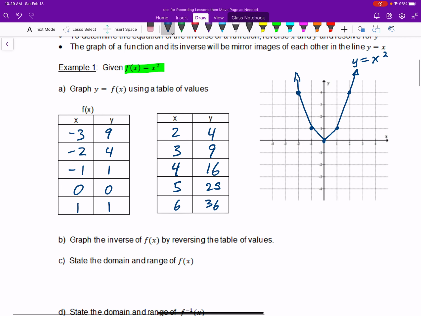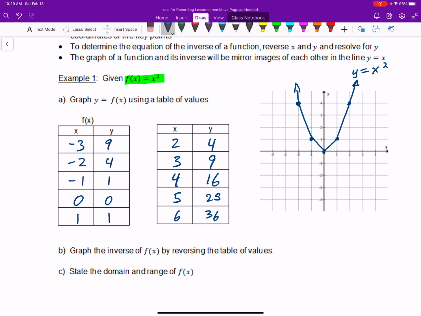Now, if I want to graph the inverse, the easiest way to do it is just take all these ordered pairs and switch them. So we have this point, for example, -2, 4. If I switch the x and y coordinates, I get the point 4, -2. And so 4, -2 is a point over here, right? And if I took the point -1, 1 and switched the x and y coordinates, I get the point 1, -1. So I get this point here.